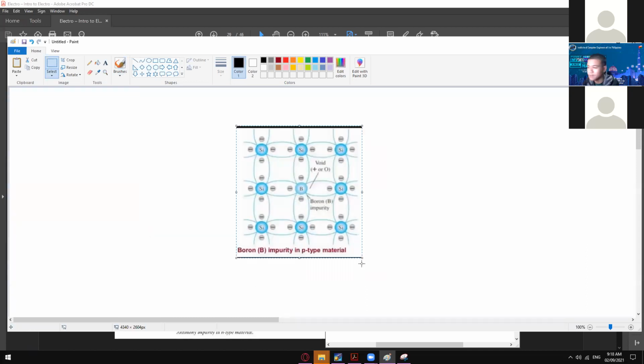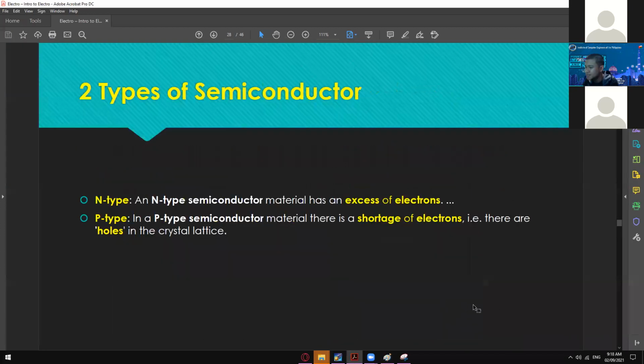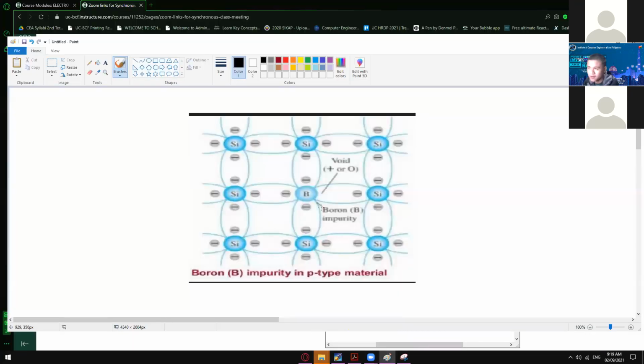We now only have 3 minutes left, so I think we're going to have part 3. As you can see right here, it's surrounded by perfect semiconductor silicons. However, it's now impure because we have a boron right here, which only has 3 electrons. If it only has 3 electrons, it's now falling on the conductors. That is why boron is also not used as a semiconductor.